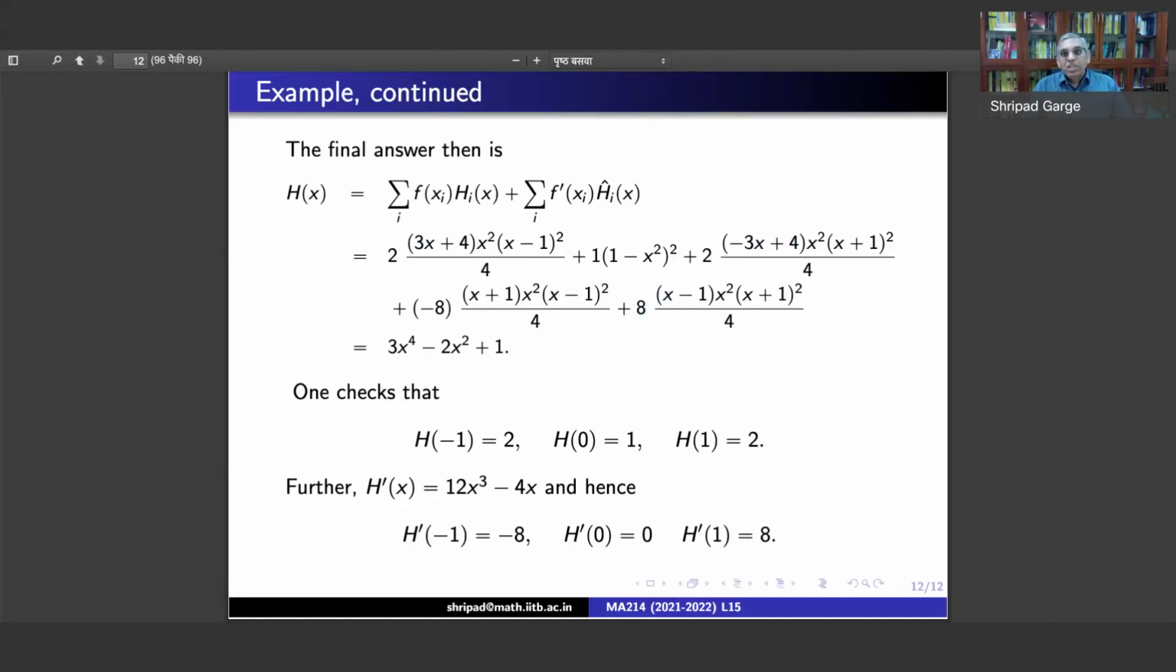So we will now be looking at some more interesting properties of the Hermite polynomials from our next lecture. We stop at this moment and see you in the next lecture.